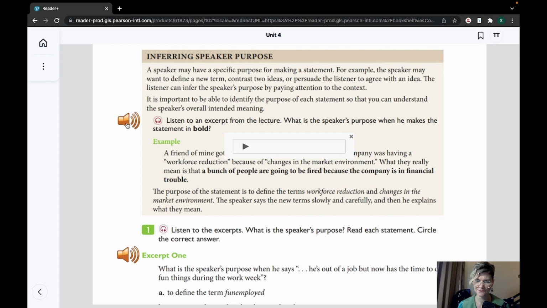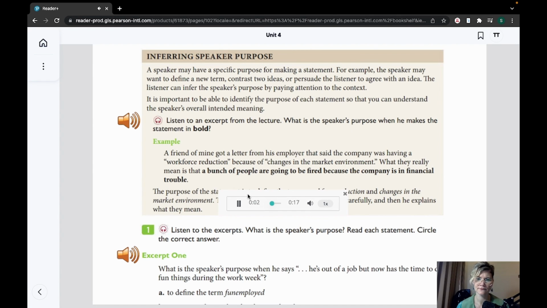A friend of mine got a letter from his employer that said the company was having a workforce reduction because of changes in the market environment. What they really mean is that a bunch of people are going to be fired because the company is in financial trouble.